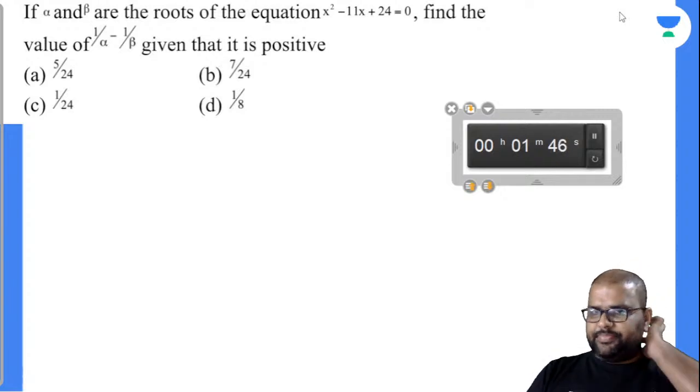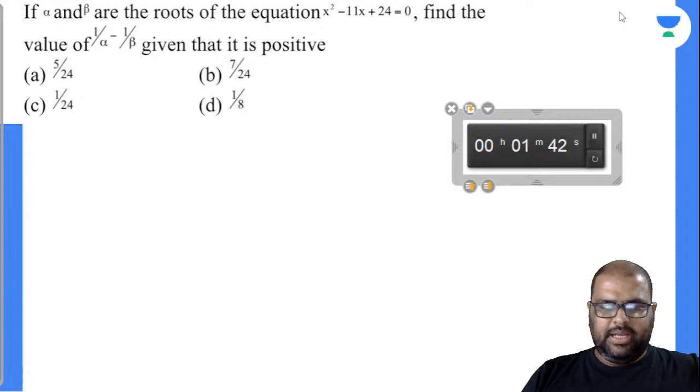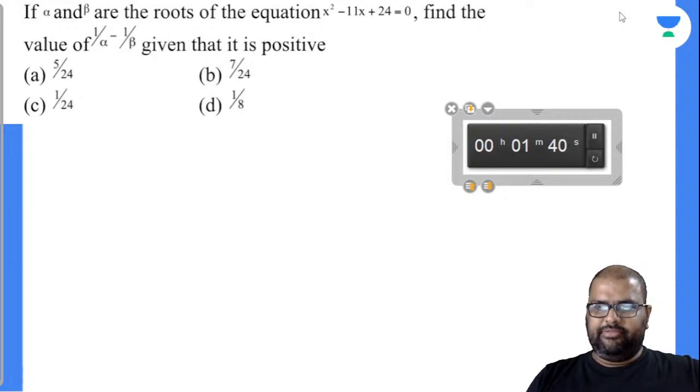This is an easy question. If alpha and beta are the roots of the equation x square minus 11x plus 24 is equal to 0, find the value of 1 by alpha minus 1 by beta, given that it is positive.